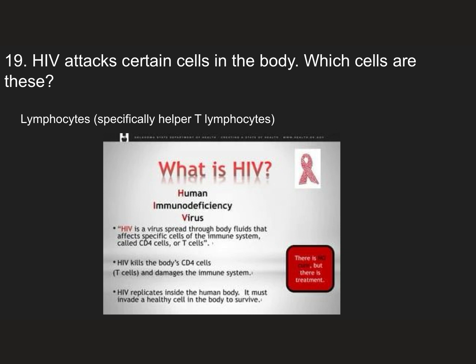All right, so it says HIV attacks certain cells in the body. Which cells are these? These are lymphocytes. Specifically, they're helper T lymphocytes. So here's a little screenshot. HIV stands for human immunodeficiency virus. It's a virus that spreads through the body fluids, and it affects those T cells or lymphocytes. And basically what it does is it makes the body sabotage itself and kill its own good cells. It damages the immune system.